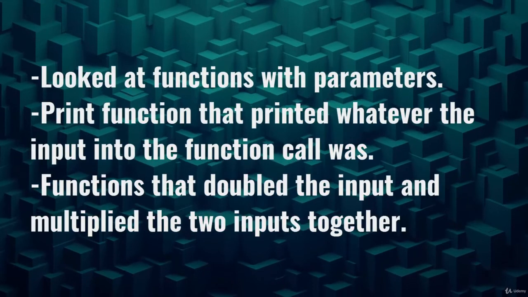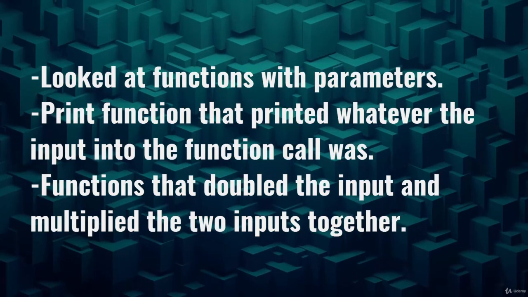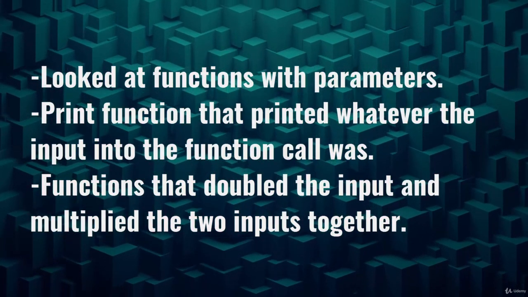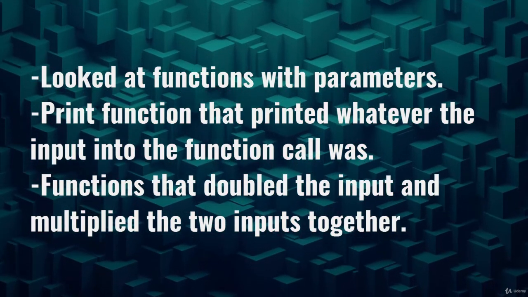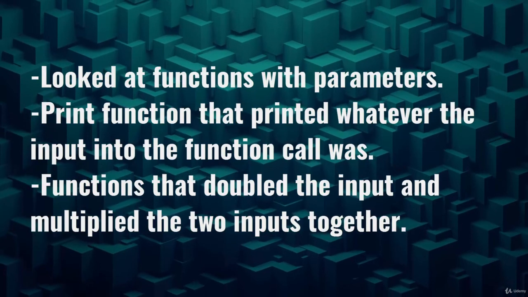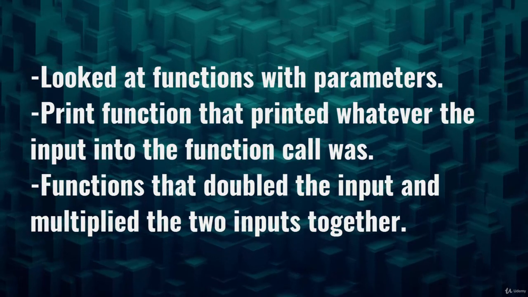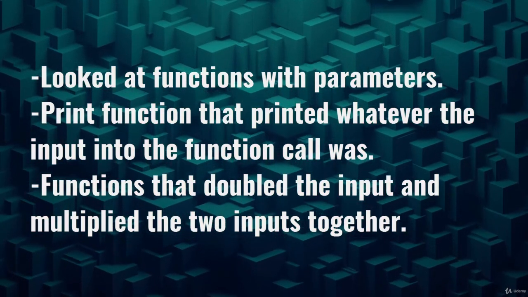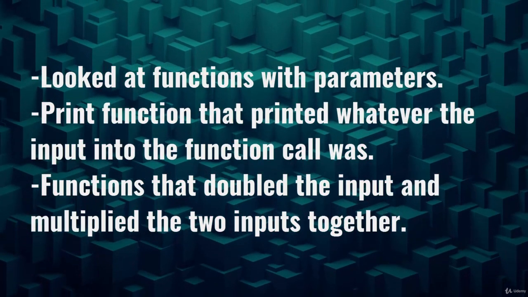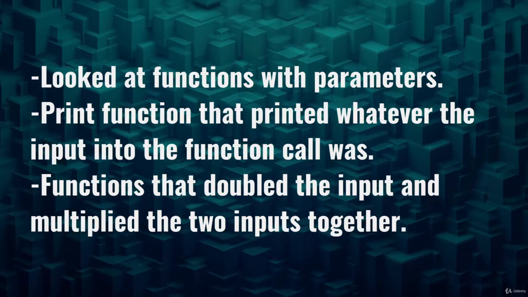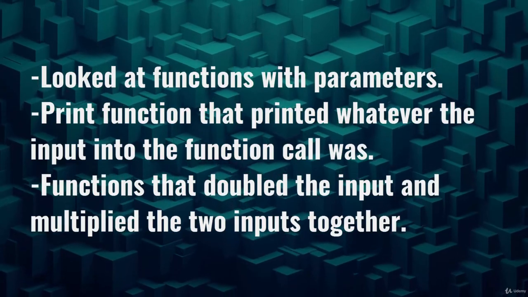Okay, so in this part we looked at functions with parameters. So our first function we looked at was another print function, and this time it printed whatever the input into the function call was. So we called the function, we gave it an input string, and it printed that out. So rather than the one that we saw last tutorial, which kind of just printed out the same thing every time. We also took a look at 2 integer functions, so one that doubled the input, just took in 1 integer and doubled it and printed it out. And then we also looked at another one that took in 2 inputs this time, so it had 2 integer parameters, and it just multiplied those 2 together and printed them out. Now we'll take a look at functions that have return types.